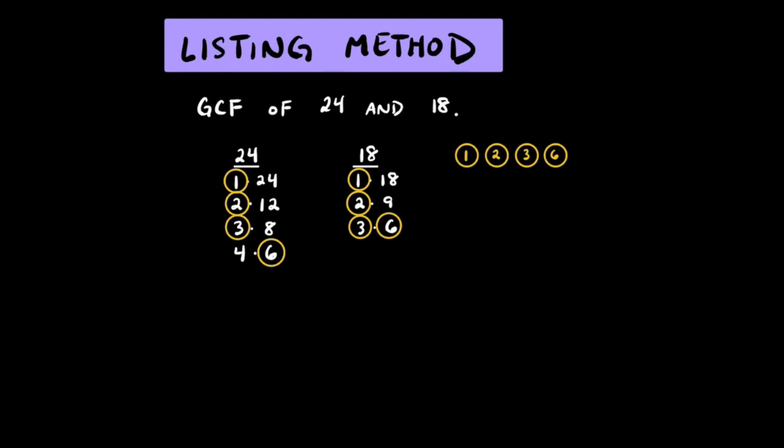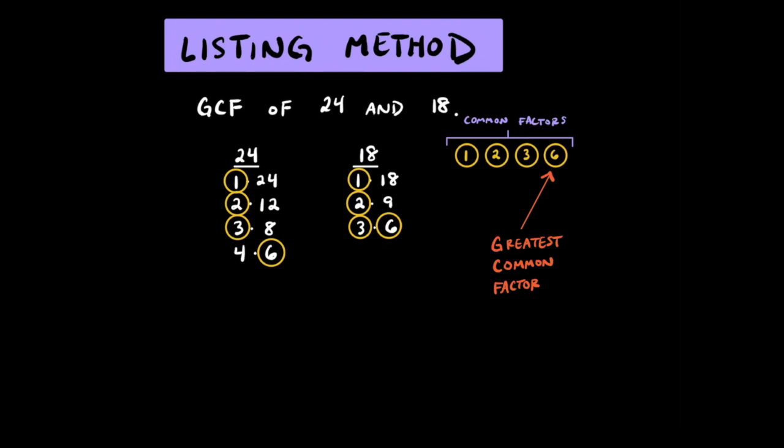In a previous lesson, we discussed how to find all the factors of a given number. Individually, these are all the factors of 24. Separately, these are all the factors for 18. Notice how I circled all the common factors in yellow. Here we can see that 24 and 18 have four factors in common: 1, 2, 3, and 6. Of the four factors that they have in common, 6 is the largest, making it the greatest common factor, or GCF.